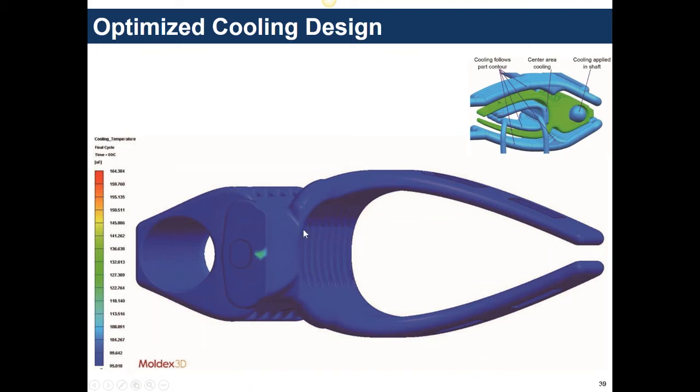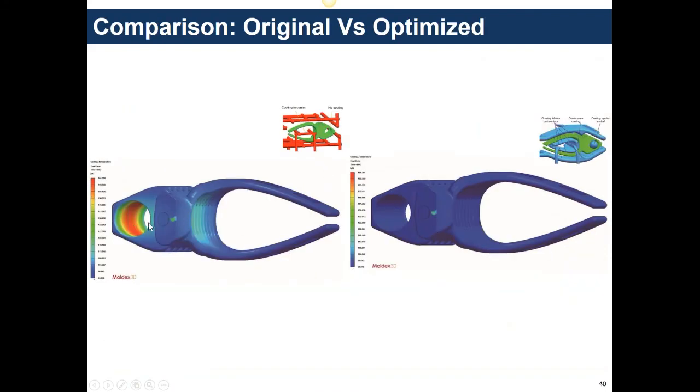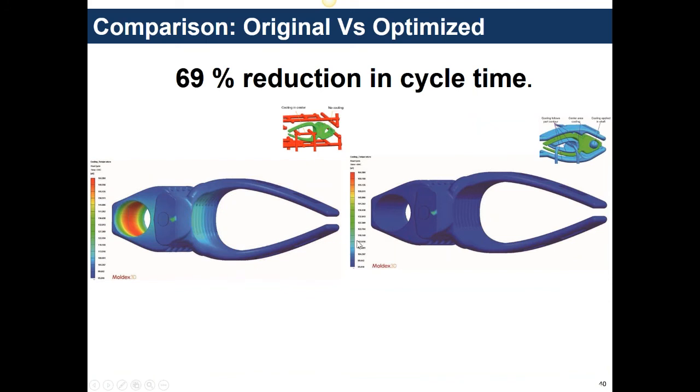So here you can see that now at the end of cooling, everything has cooled. And here you can see the before and after picture of temperature. This resulted in a 69% reduction in cycle time for them. So that's huge when you're trying to reduce cycle time.